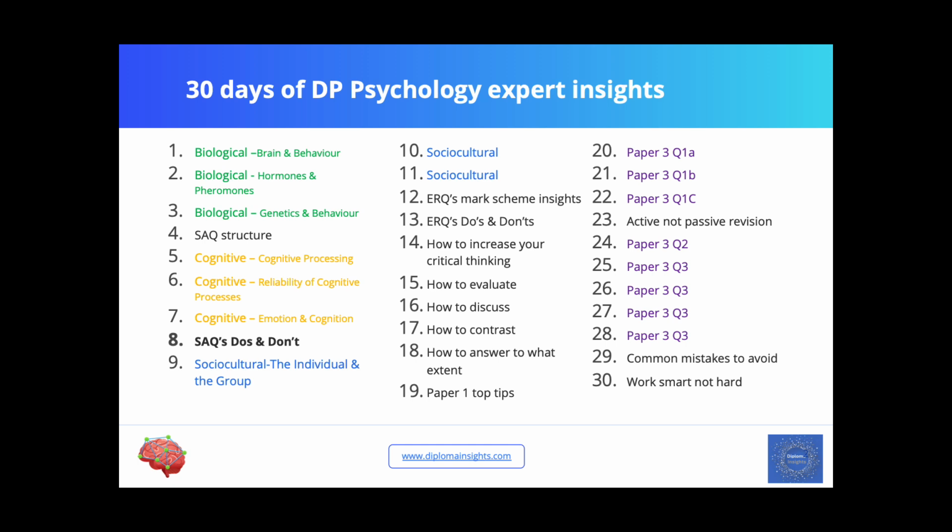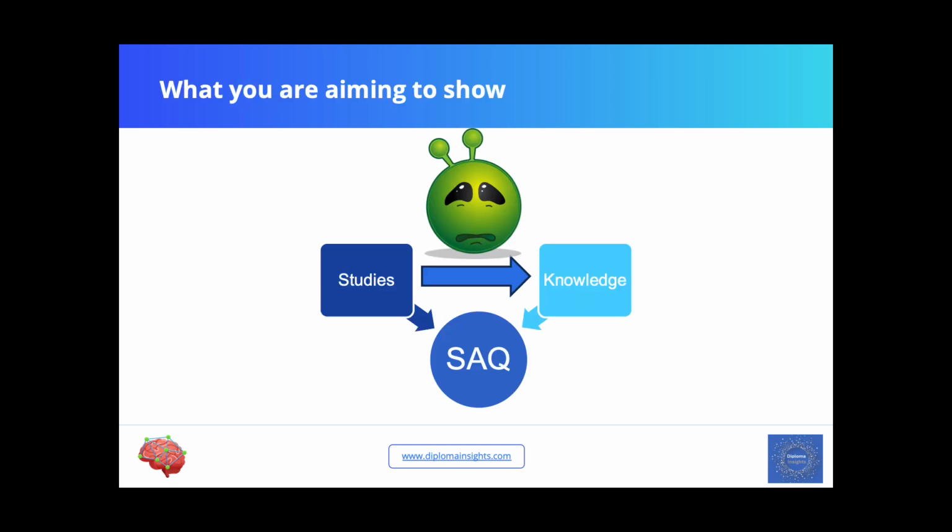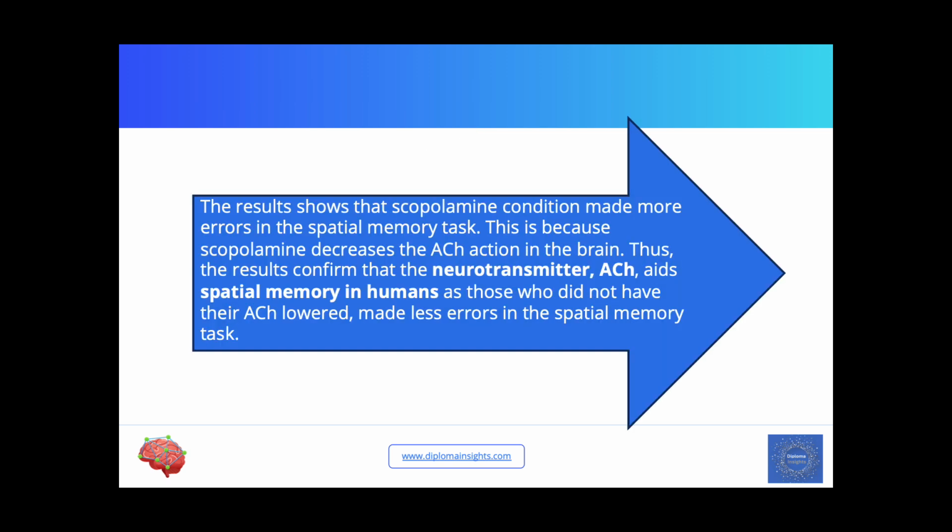And top tip number 4 is to make sure you've included that explicit link at the end of your response. Imagine next time you're writing a short answer question response that you're writing it to an alien, not an examiner, not someone who knows psychology. Imagine this alien who doesn't understand psychology, doesn't know about research studies, and just doesn't understand why you put that study into your response. You have to explain to the alien why you put that study in.